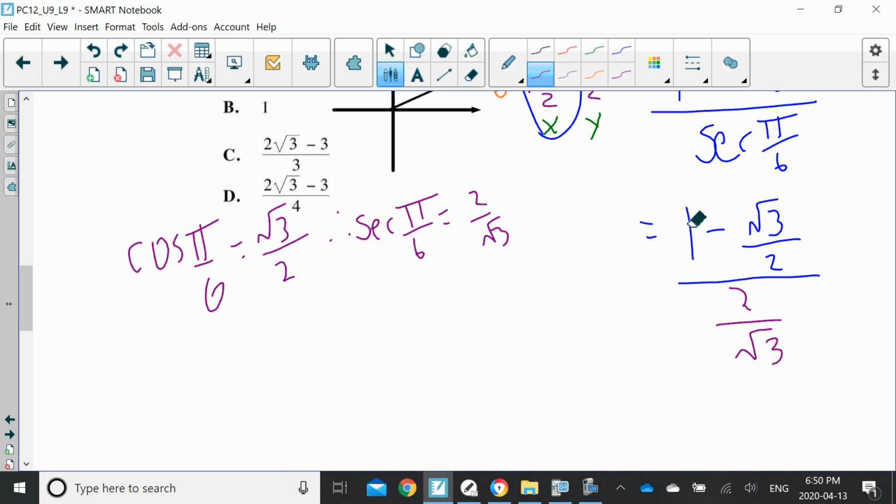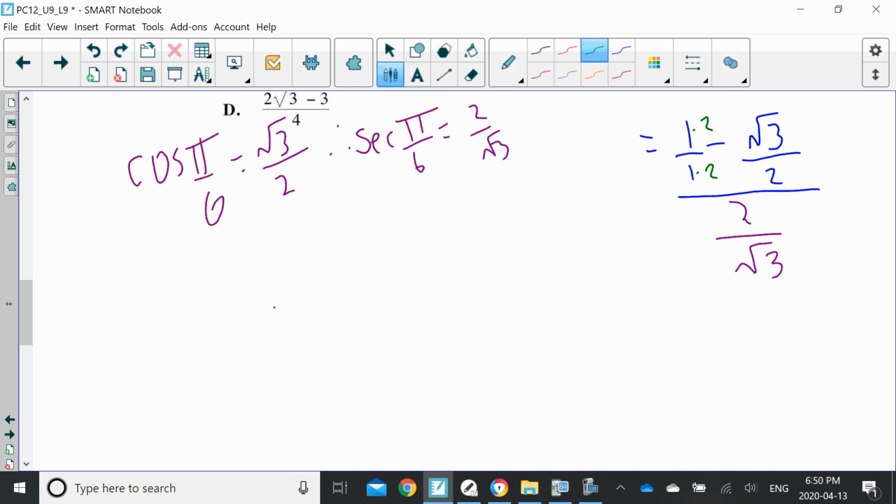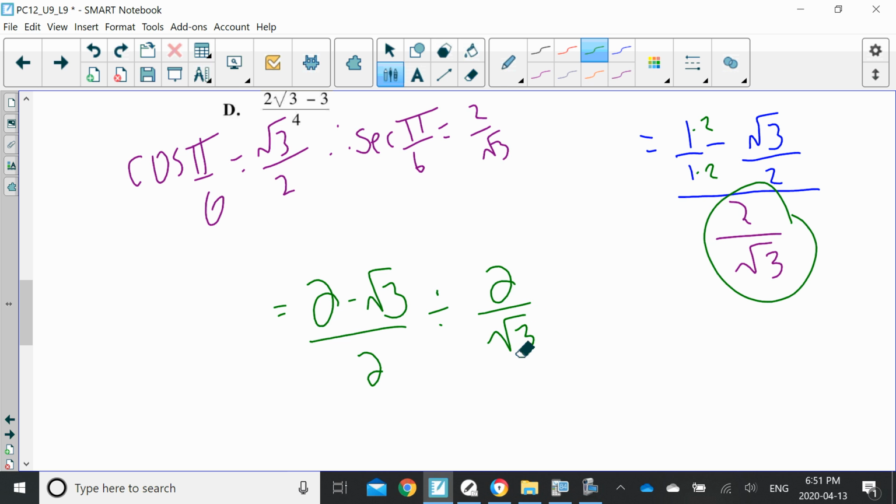In my numerator, I want to get common denominators because I have two fractions. So I'm going to put this over 1, and then get a common denominator of 2 in my numerator. I'm going to times this by 2 and this by 2. Then I will have 2 minus root 3 all over 2, and this is being divided by the denominator, which is 2 over root 3.